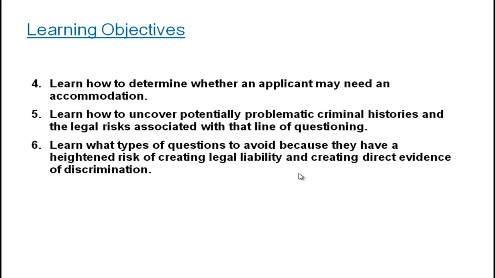A few more learning objectives are: learn how to determine whether an applicant may need an accommodation. It means you should know the smaller needs of that person. Everything should be known, because he will be coming and sitting here. Learn how to uncover potentially problematic criminal histories and the legal risk associated with that line of questioning. You need to know every minor thing about that person.